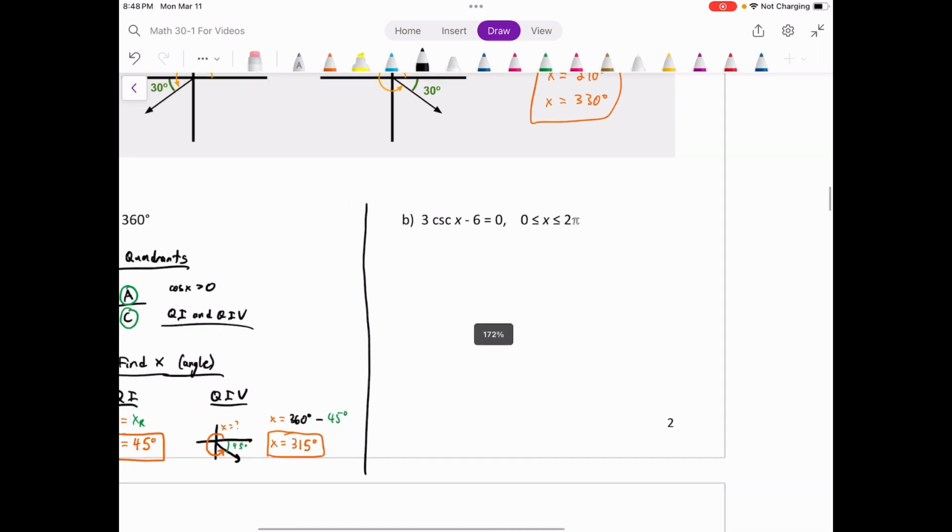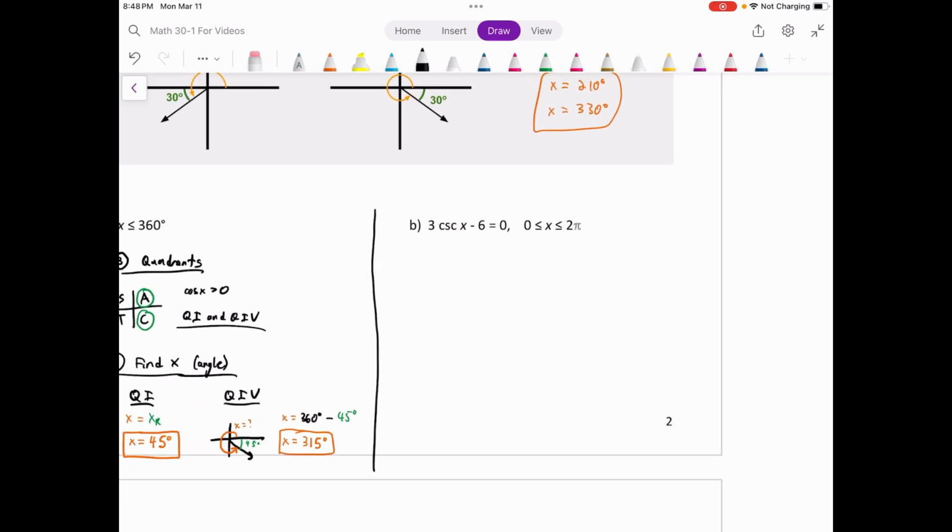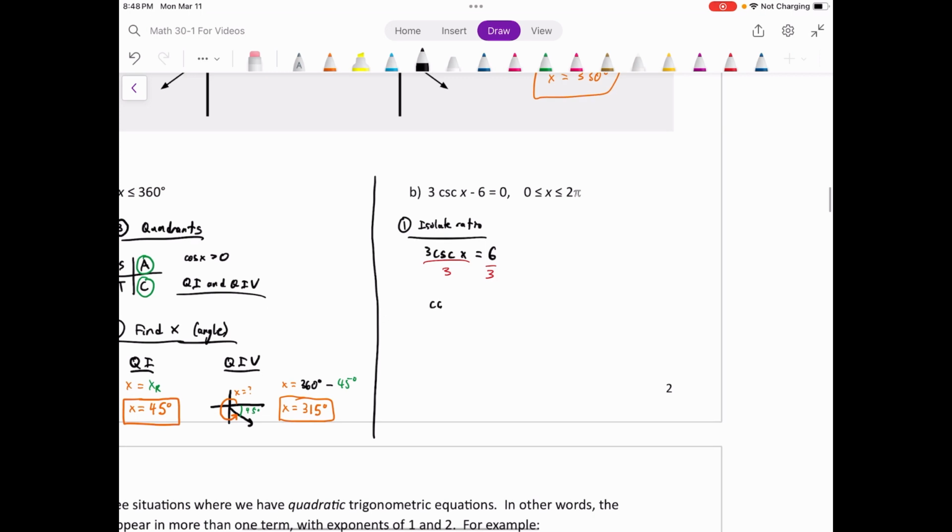So first up, let's isolate that trig ratio so that we can think about what angle might have that ratio. So we'll isolate the ratio. In this case, it's cosecant x. So I'm going to add 6 to both sides, because right now that's being subtracted from 3 cosecant x. And then divide both sides by 3, because cosecant x is being multiplied by 3. And that'll give us that cosecant of x equals 2. Which is perfectly fine to work with. There's nothing wrong with that.